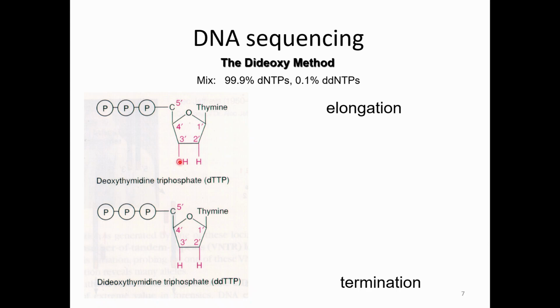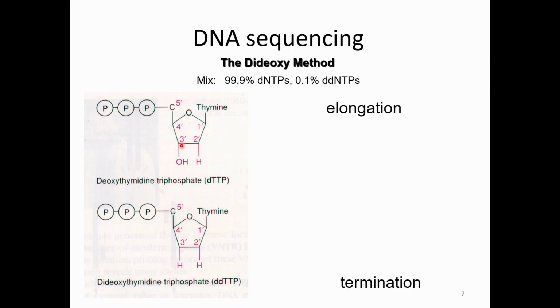So what people did, to sequence DNA, was make a nucleotide analog, just like we've seen for some drugs. And what did they do? This is a deoxynucleotide. This is a dideoxynucleotide, thymine in this case.